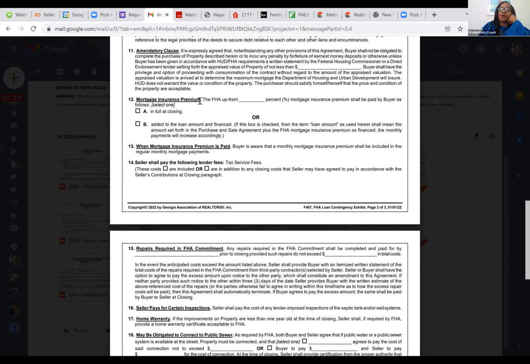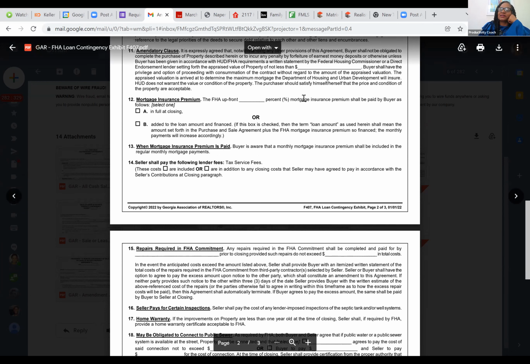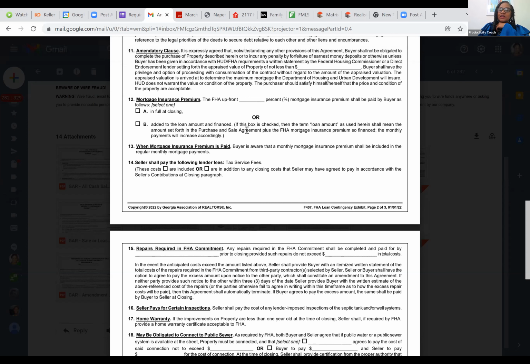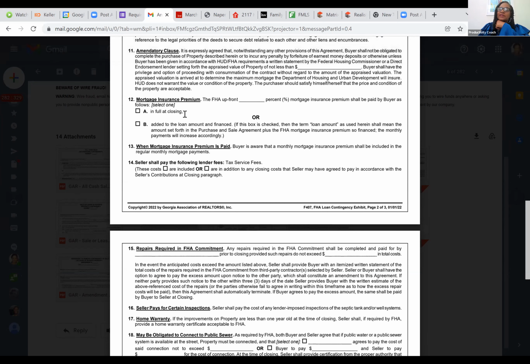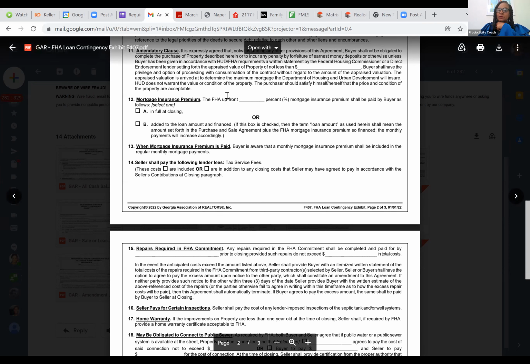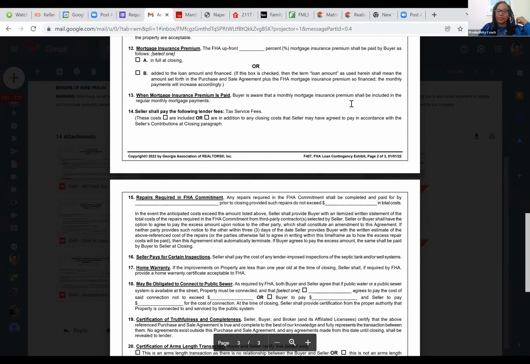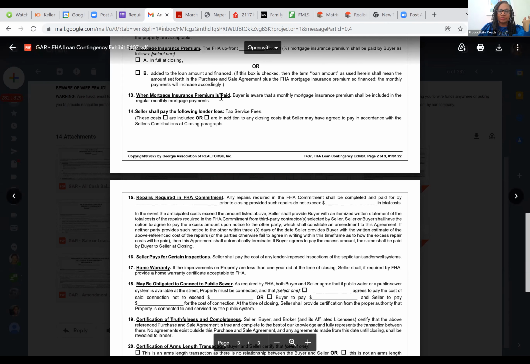Yes, okay, all right. So FHA upfront, FHA has an MIP, a mortgage insurance premium that the buyer has to pay for using a HUD loan. So it's 1.75 and it's usually added to the loan amount and financed. Most FHA buyers are first-time buyers and they don't have an extra 1.75 to pay at closing, right? Because this is cash money that they bring to closing, so they add it in, right? So this is 1.75 until they change it. And then buyers are aware that there's an MIP that shall be included in the regular monthly mortgage payments.